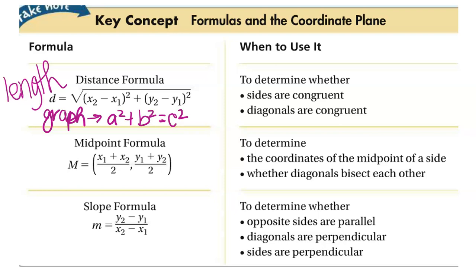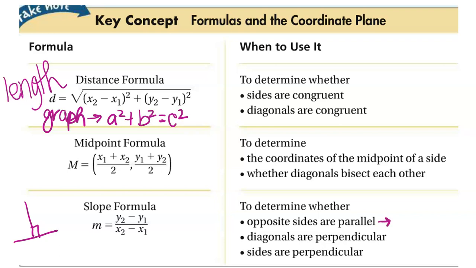And then the slope formula, that's usually when you're trying to figure out if things are perpendicular. So when you're trying to figure out, are sides perpendicular or are the diagonals perpendicular, that's what you use the slope formula for. And usually if it's on graph paper already, it's just the rise over run part. It's also used to determine when opposite sides are parallel. The slopes would be the same.